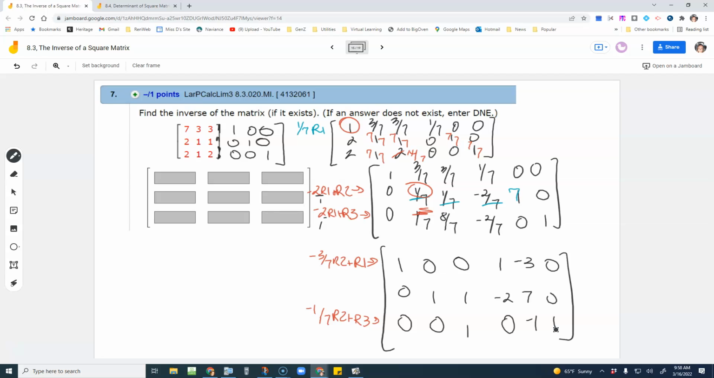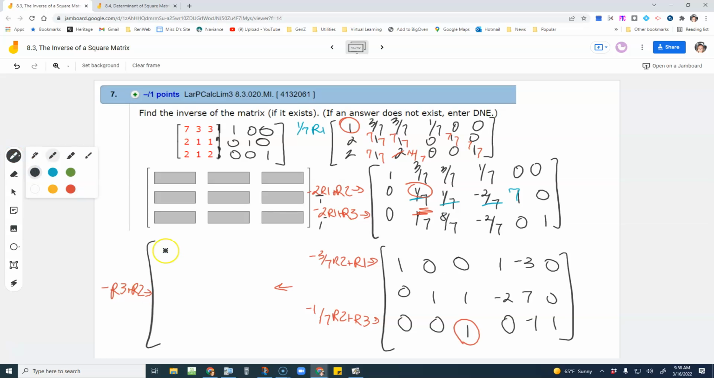Hey, guess what happened? Just naturally. What do I already have in my third column so I'm good? I already have my 1, and I already have a 0. What's the only thing I need to do? Get rid of that guy. So I'm going to end up with negative row 3 plus row 2, and I'm done.